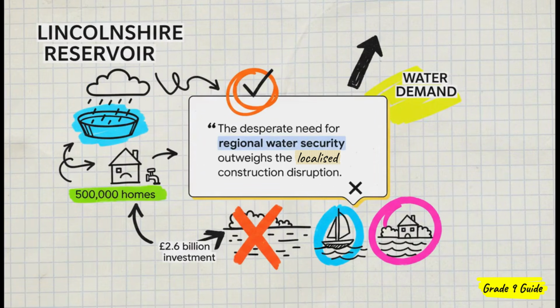So, a top answer here has to make a really decisive statement. You argue that the reservoir should go ahead. You're using evidence from the figures about the water crisis and the 500,000 homes it's going to supply. You'd absolutely acknowledge the huge local downsides, the lost farmland, the displaced homes, but you have to finish with a strong, justified statement just like the one you see here. That final sentence shows the examiner that you've weighed all the evidence and you've made a clear, confident decision.